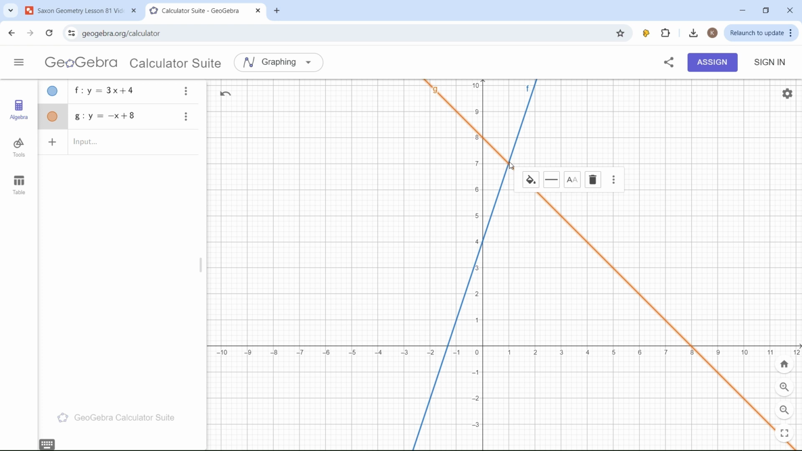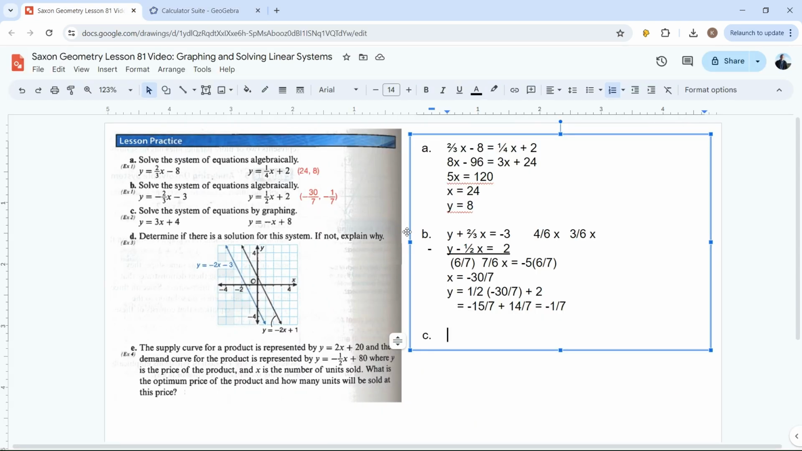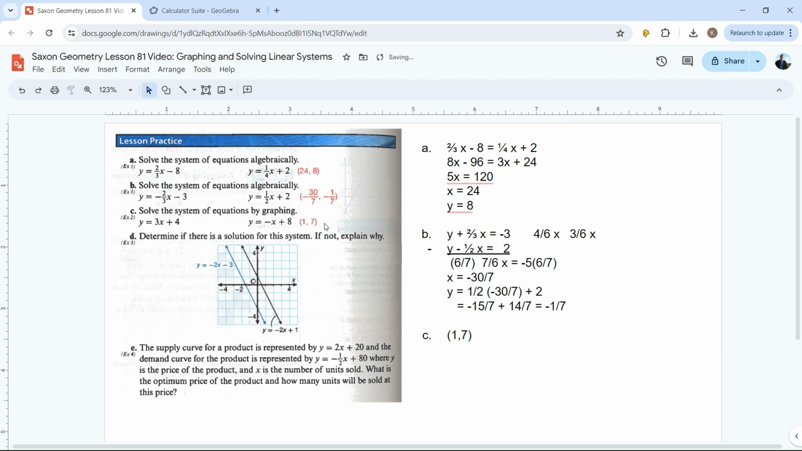I'm going to click on that point to find the intersection. Sometimes it takes a few clicks, and there we go. (1, 7). So the solution for this one should be the point (1, 7). That is easy, but you also have to know how to solve these without resorting to using a graphing tool like that. So that's why we also need to know substitution and elimination.